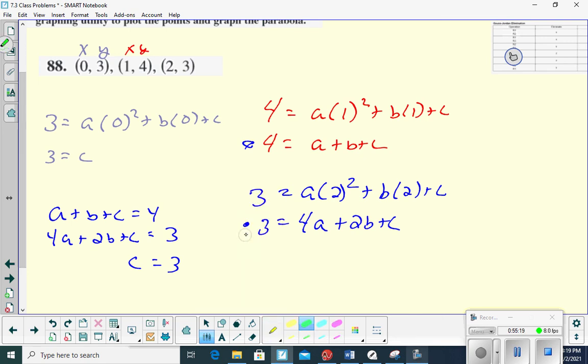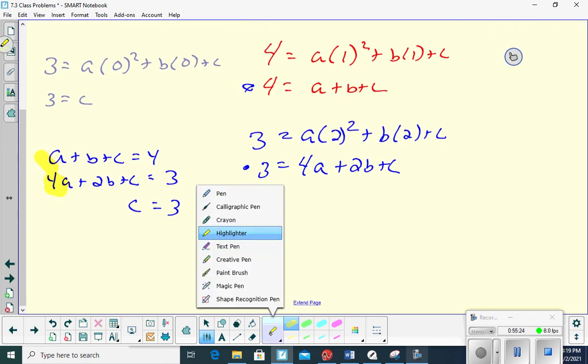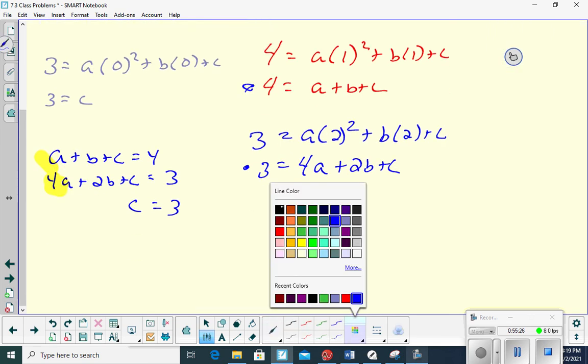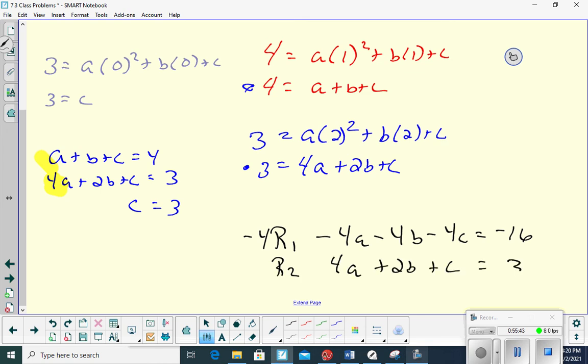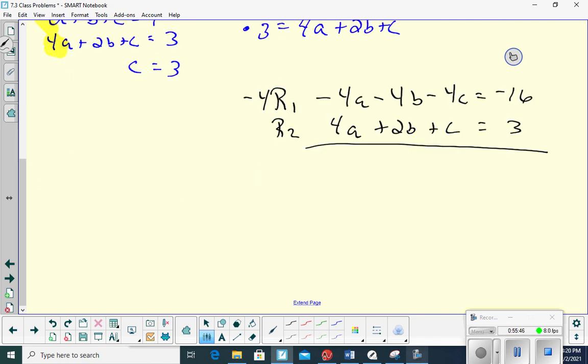So when I'm looking at eliminating my a, it looks like I'm going to have to multiply row 1 by negative 1. So I'm sorry, negative 4. So I'm going to do negative 4 times row 1. So this will be negative 4a minus 4b minus 4c is equal to negative 16. Here's row 2, which is 4a plus 2b plus c is equal to 3. Add them, and I'm going to have negative 2b minus 3c is equal to negative 13.